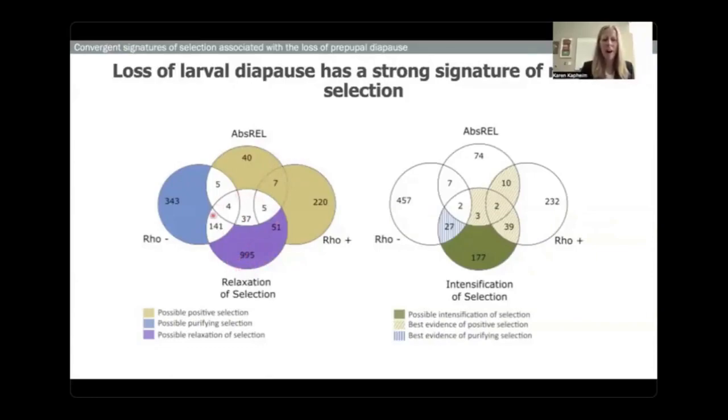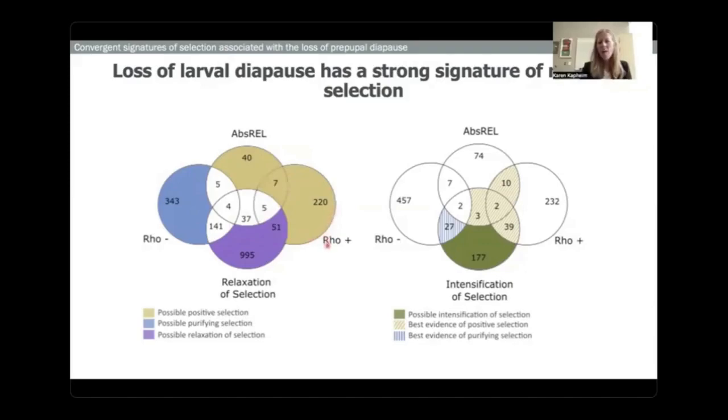So for example, here are all of the orthogroups that showed a signature of relaxed selection. We overlapped them with the orthogroups that showed a negative rate, or a decreasing rate, of convergent evolution in the species that have lost larval diapause. And then we overlapped those with the orthogroups that showed signatures of positive selection in AGSx. And then, of course, here, the ones that showed convergent signatures of evolution, but with an increasing rate of evolution with the loss of larval diapause.